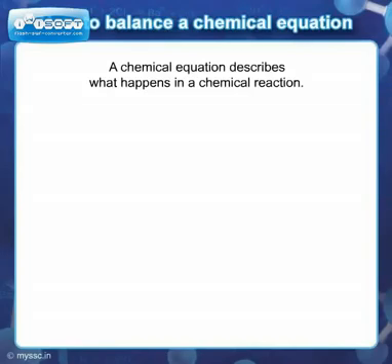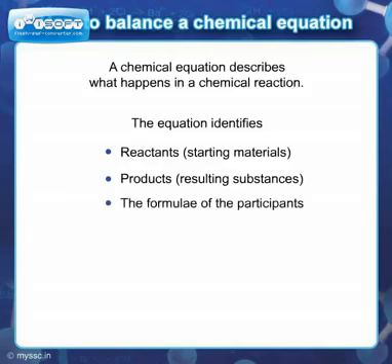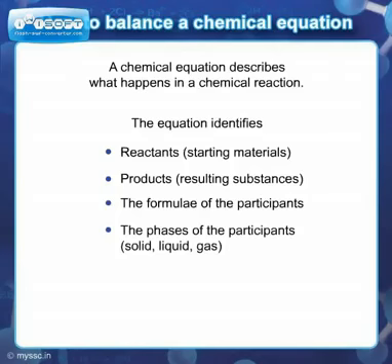A chemical equation describes what happens in a chemical reaction. The equation identifies the reactants, that are starting materials, and products, that are resulting substances, the formulae of the participants, the phases of the participants, namely solid, liquid or gaseous, and the amount of each substance.